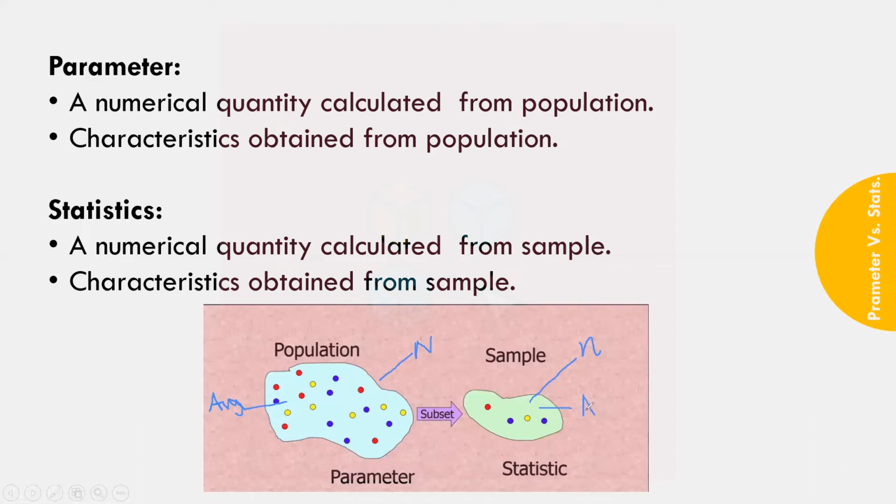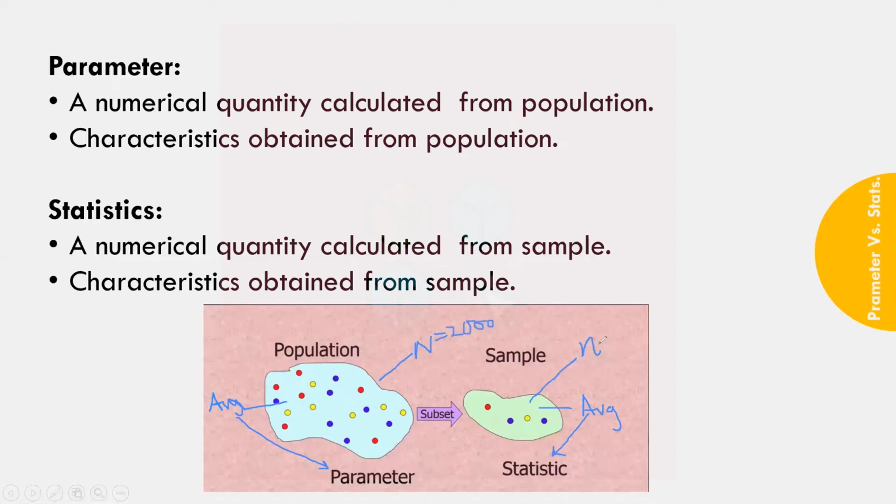Both are averages, but these numerical quantities are called parameter and statistic respectively. If it is calculated from the population, then this average is called parameter. If this average is calculated from the sample, then this is called the statistic. For example, we are having 2000 students of the Lahore College first year students. So our capital N is 2000.